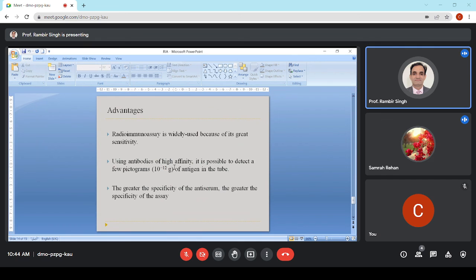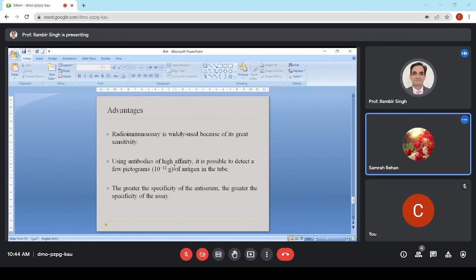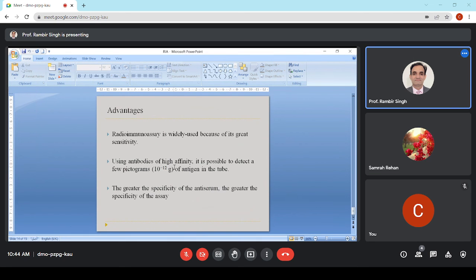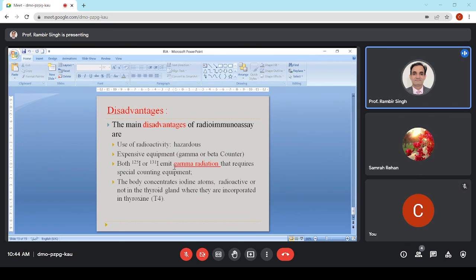It is originally written as picograms of antigen in the tube. The greater the specificity of the antiserum, the greater the specificity of the assay. This is the major advantage. But some disadvantages are associated with it.